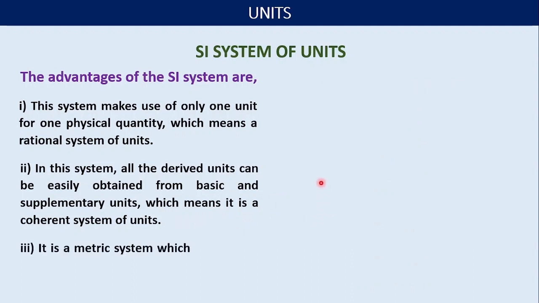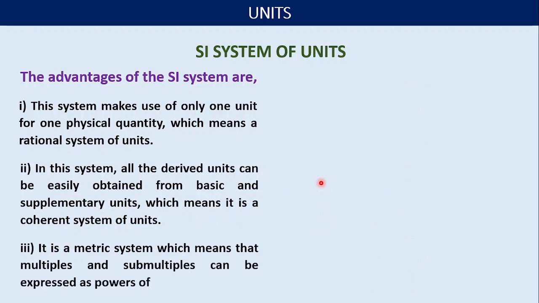The third one, it is a metric system, which means that multiples and submultiples can be expressed as the power of 10. Look at here. 1 meter can be written as 10 power 2 centimeter, 100 centimeter, right? The same 1 meter can be written as 10 power minus 3 kilometer. It is a metric system, which means that multiples and submultiples can be expressed as the power of 10.